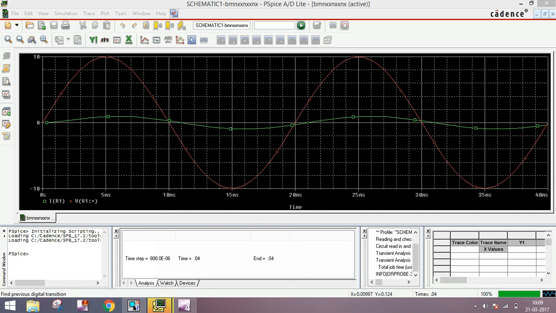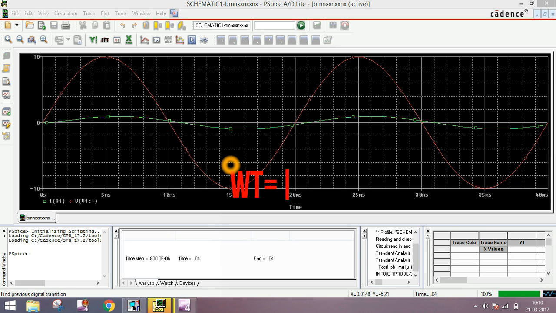Guys, this is not a theta, this is time. How much time difference for this curve to cross 0, that is time. We have to calculate theta. So the formula for theta is simply theta is equal to omega t. Omega t, t we know, 0.5 millisecond.